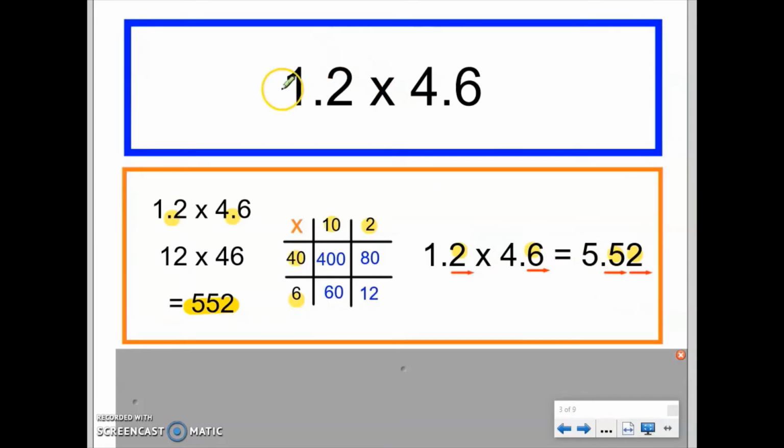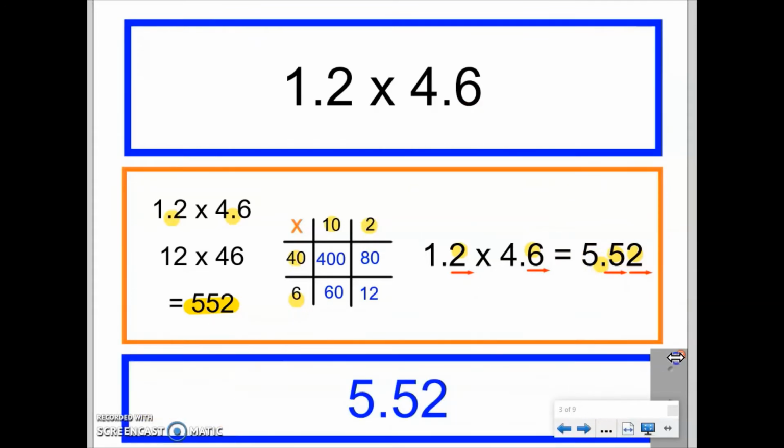If I go and look at my original question and think of an estimate, if I round this to the nearest whole number, I get 1. And if I round this to the nearest whole number, I get 5. 1 times 5 is very close to this answer. So again, that just confirms that I've put my decimal point back in at the correct place to get an answer of 5.52.